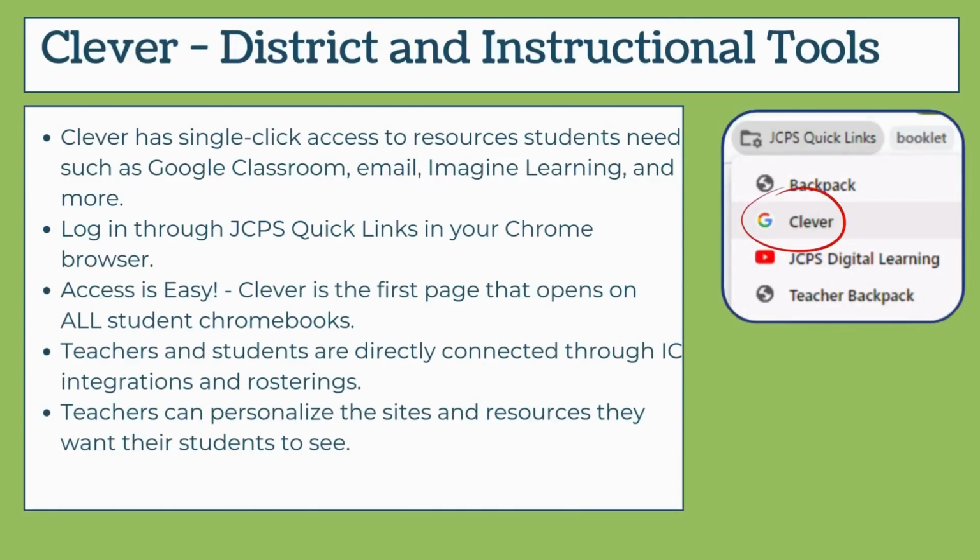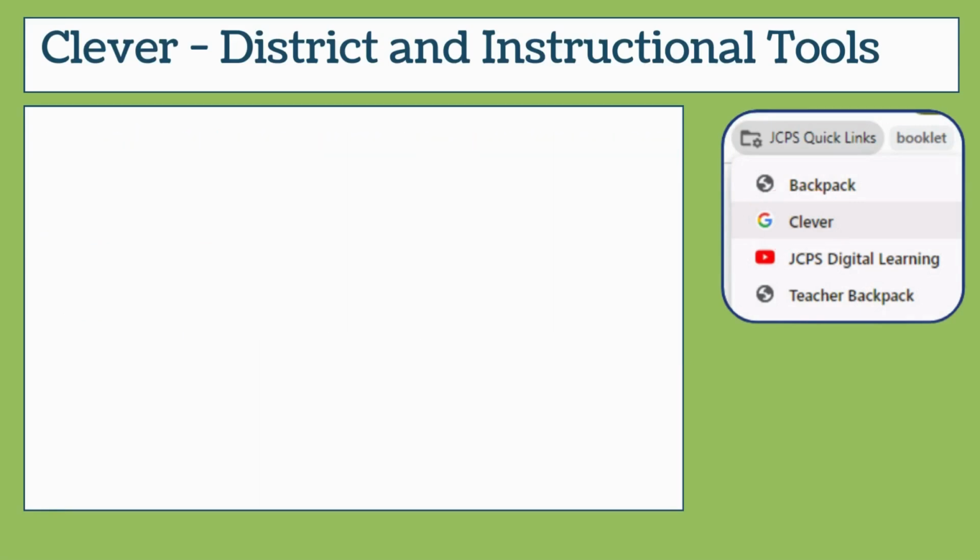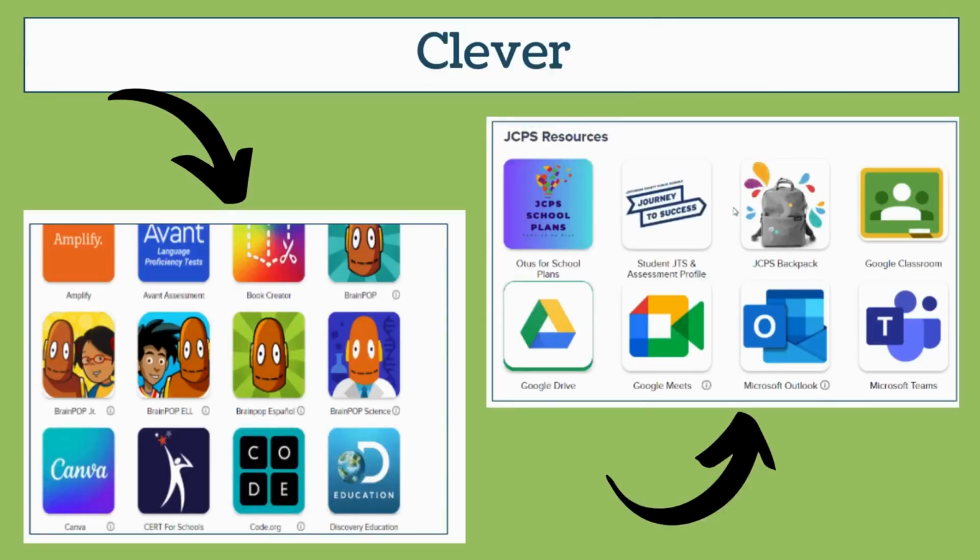Clever is utilized across the district for both district and instructional tools. Accessible from your JCPS Quick Links menu, Clever has a single-click access to resources teachers and students need, including Google Classroom, email, Imagine Learning, and more. Clever is the first page that opens from all student Chromebooks. All Clever apps populate from Infinite Campus data, which means it will match your rosters in Infinite Campus. Teachers can personalize the sites and resources they want their students to see.